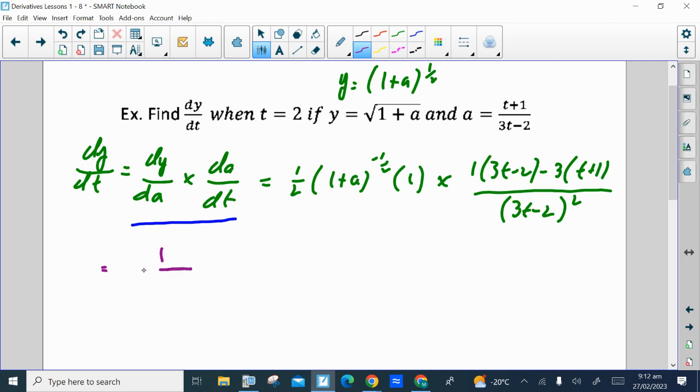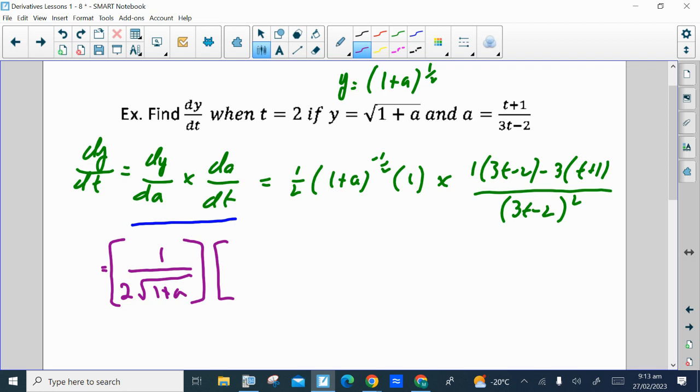So this is going to give us 1 over 2 times the root of 1 plus a as our first factor, simplified. The second factor we will also simplify. Don't make the mistake of canceling a 3t minus 2 on top and bottom, though, because the second term on top doesn't have a 3t minus 2 in it. And we have to be able to cancel the same factor in all terms, not just two of them.